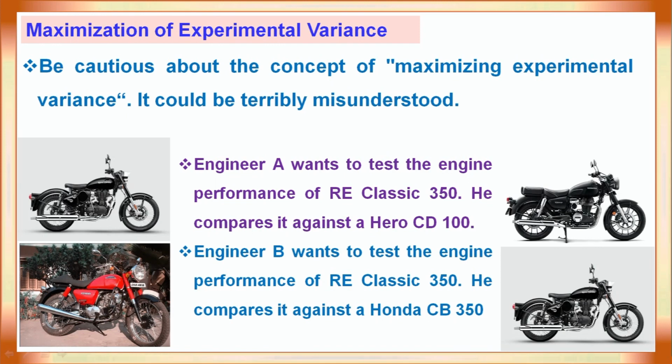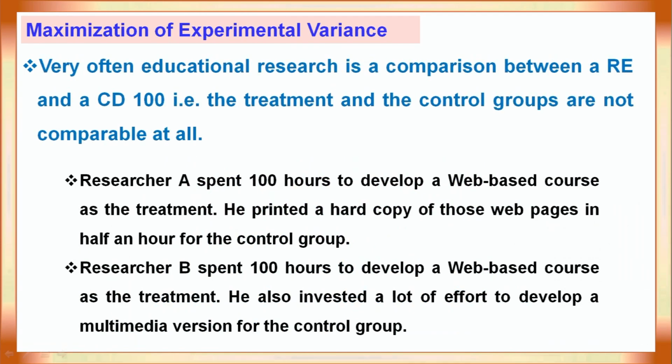Now, on the opposite side, say you want to compare the engine performance of the Royal Enfield 350 against the performance of the Honda CB 350, which is also a bike of similar engine capacity. Now this comparison is much more fruitful. Very often in educational research, the comparison is basically between the Royal Enfield 350 and the CD100. That means the treatment and the control group which you are using in your research are not comparable at all.